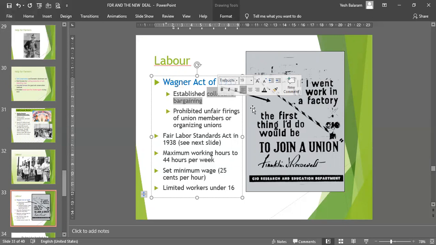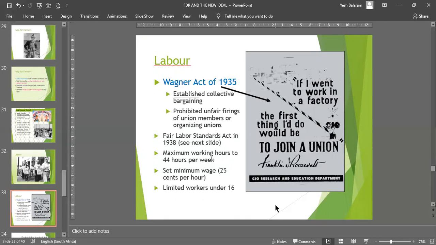Let's assume that the employer of a factory decided that he is going to get his workers to work for 16 out of 24 hours a day. That is unreasonable, and of course, it's unhealthy and unfair. So with collective bargaining, it means if there are thousands of workers that belonged to, let's say, a clothing workers union, they could go on strike as a means of protest to ensure that the workers' rights are protected and they do not have to work these unreasonable hours. It prohibited, means it did not allow, unfair firings of union members or organizing unions.